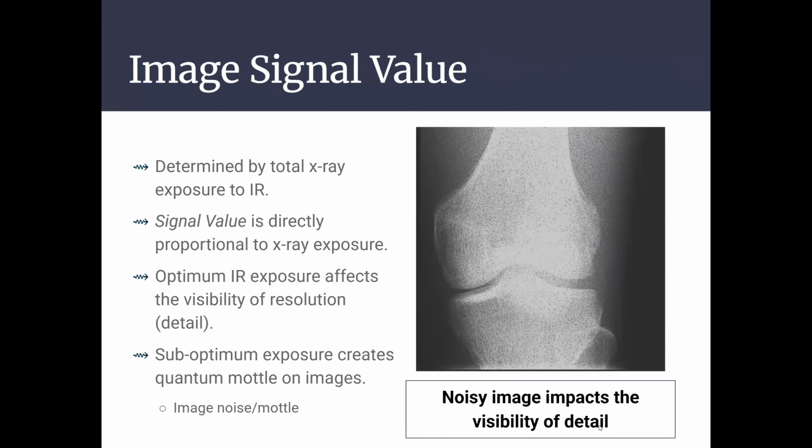Okay. So optimum image receptor exposure affects the visibility of the resolution, how well you can see it. Okay. So if not enough reaches it, it's going to look noisy and you won't see the object as well. Suboptimum exposure, meaning not enough exposure to the patient, creates something called quantum mottle on an image.